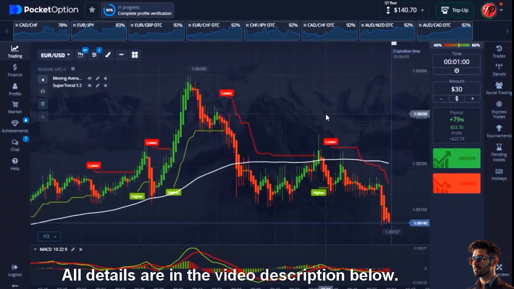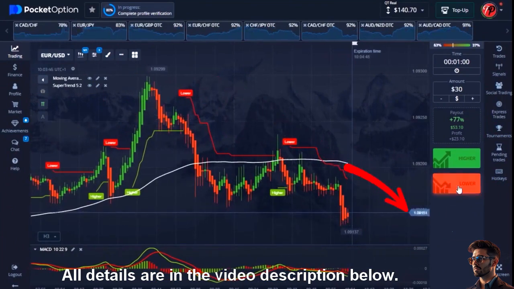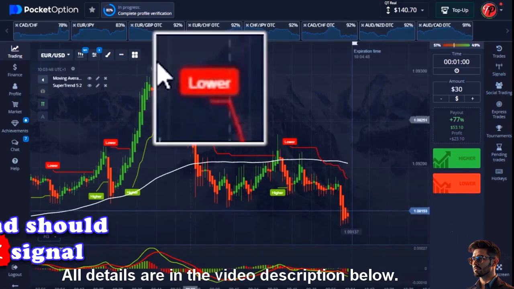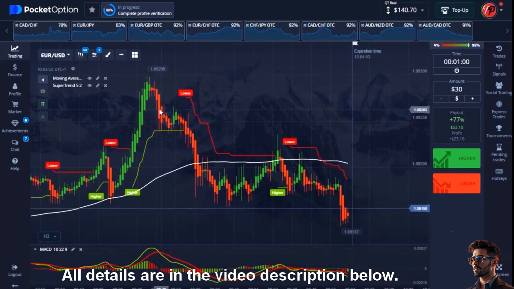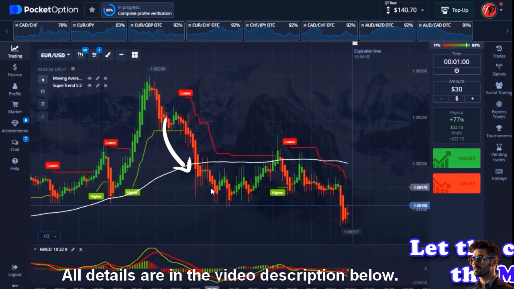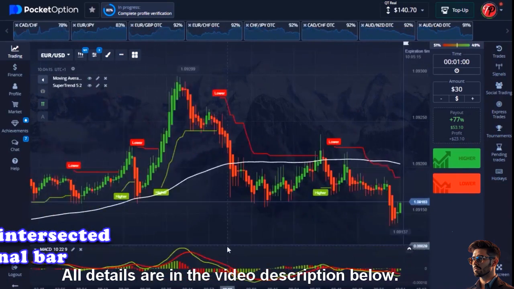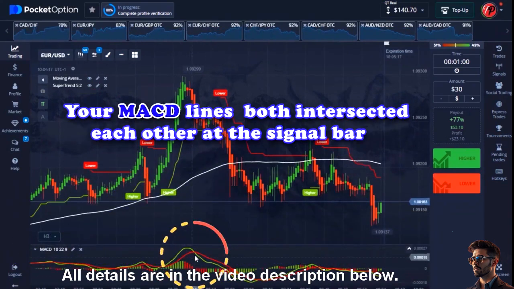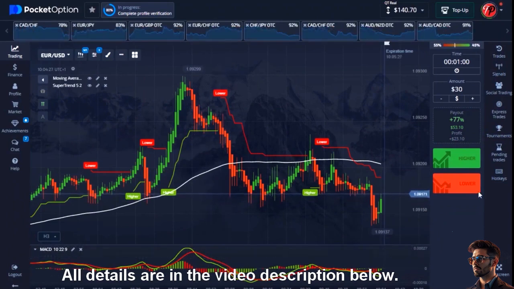The number one thing we always need to look out for before we enter a trade is very simple. For example, if you're going for a down trade, you need to have a lower signal here with our Super Trend indicator. After that, make sure the candlestick you're placing your trade on is below the moving average, and it must be a very stable trend. Make sure you have both MACD lines intersect each other above the signal bar here, in a very strong overbought position. The lines intersect each other, giving you a down confirmation before you enter a trade.